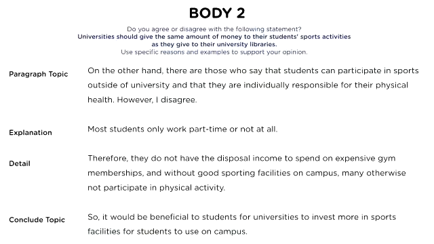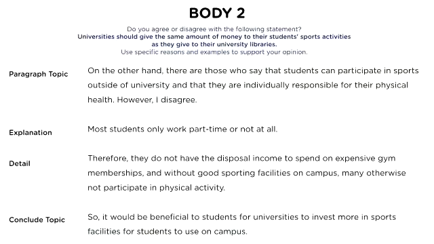Then I go on to explain why I disagree. Most students only work part-time or not at all. And then I give some more detail. Therefore, they do not have the disposable income to spend on expensive gym memberships. And without good sporting facilities on campus, many otherwise would not participate in physical activity. And I conclude my topic by linking it back to my opinion. So it would be beneficial for universities to invest more in sports facilities for students to use on campus. So as you can see, my paragraph follows a circular structure.